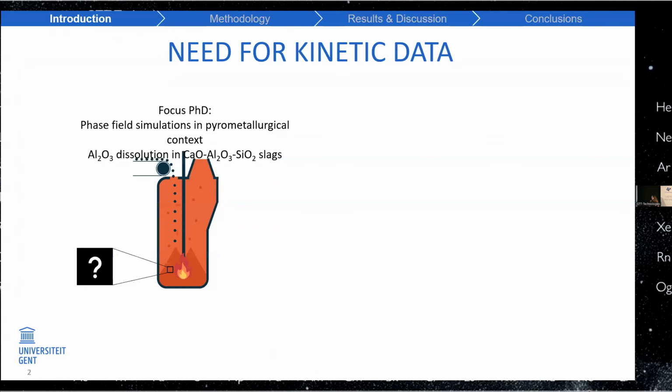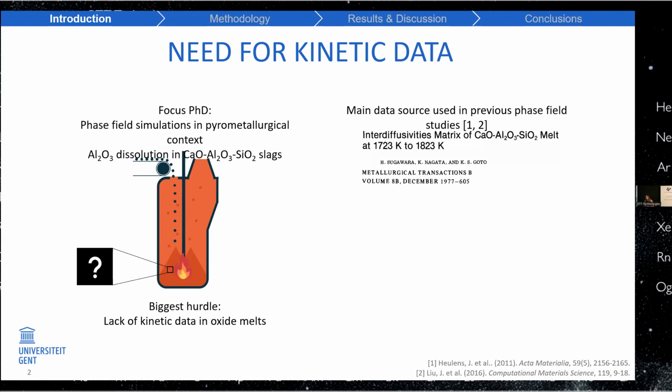So I started my PhD in 2021, and the focus was to develop a phase field model within a pyrometallurgical context, so a microstructural evolution model. And one of the main subsystems I was looking at was the alumina dissolution in these ternary slags. But very early on, it became obvious that one of the biggest hurdles was the lack of kinetic data in oxide melts. I could determine the thermodynamic driving force from databases like those developed by FactSage here, but there was not a lot of kinetic data available in the literature.